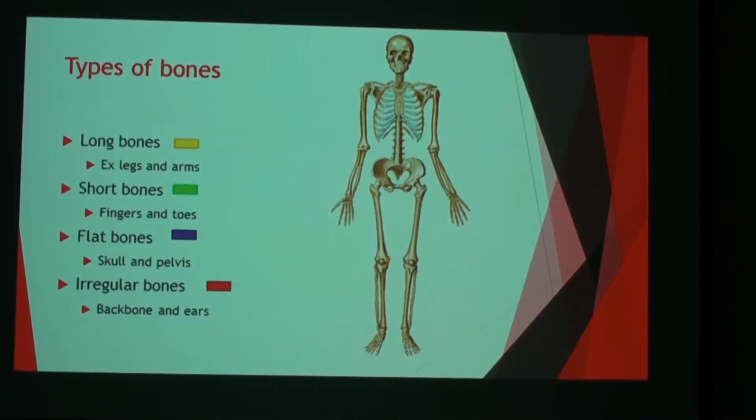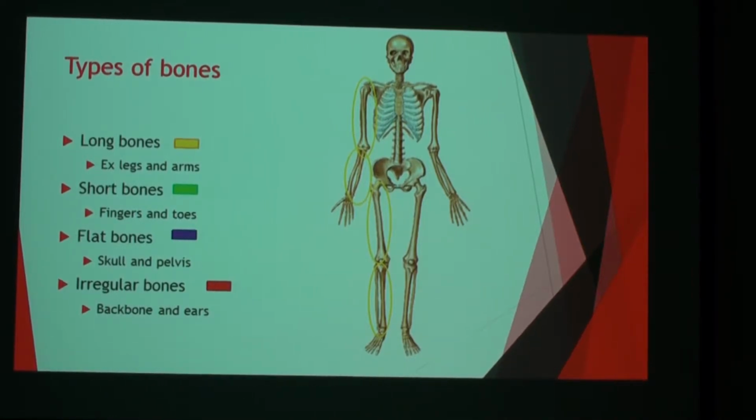We're going to visit what the types of bones are. We have 4 types of bones in the human body. The first one we're going to see are the long bones. The long bones are the bones that we find in the arms. For example, the humerus, the ulna, and the radius here. And also the bones in your legs. They're circled in yellow right now.